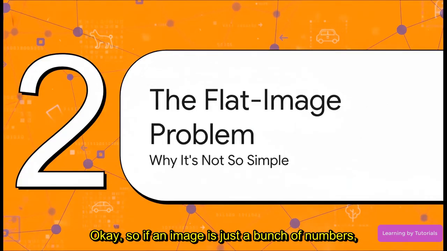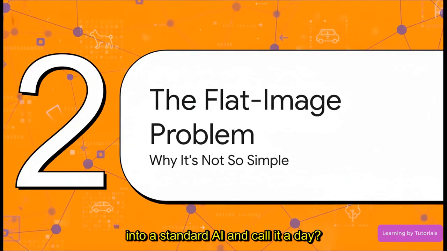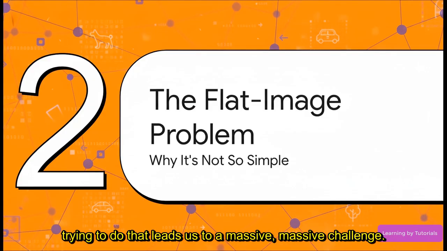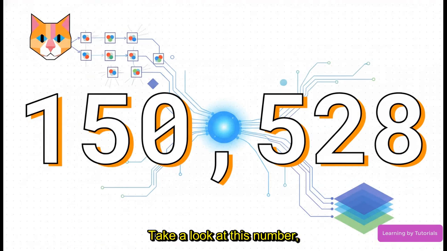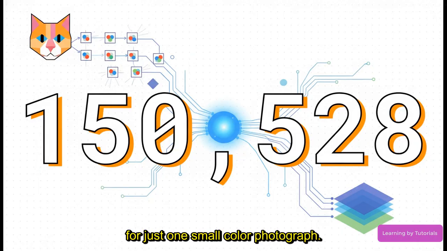Okay, so if an image is just a bunch of numbers, why can't we just feed that list of numbers into a standard AI and call it a day? Well, as it turns out, trying to do that leads us to a massive, massive challenge. Take a look at this number, 150,528. That is not a random number. That's how many individual numbers, or inputs, a computer has to deal with for just one small color photograph.